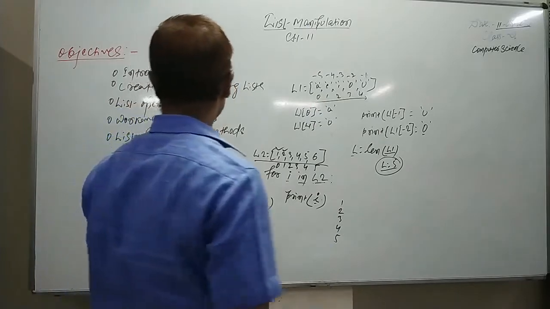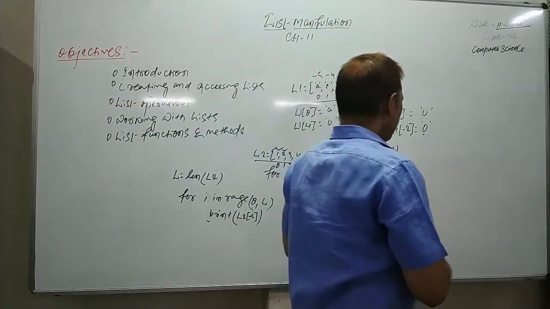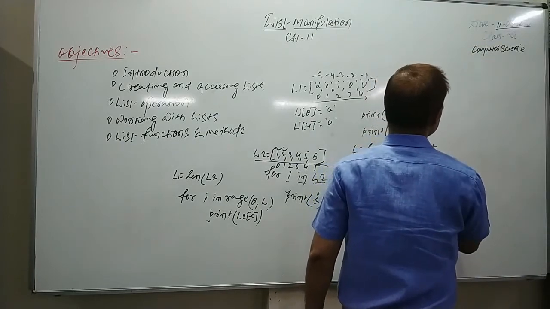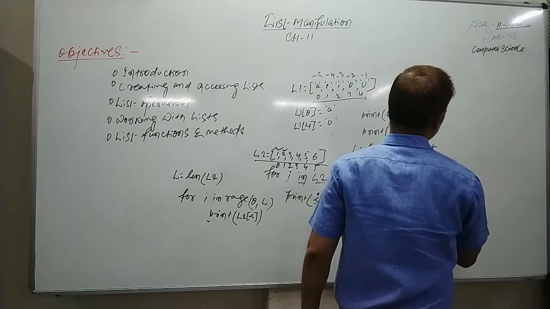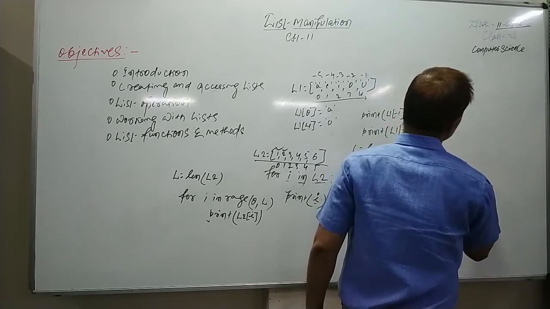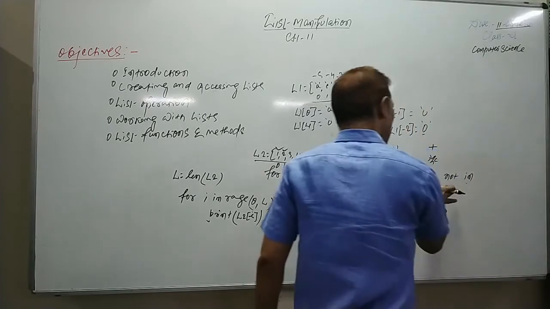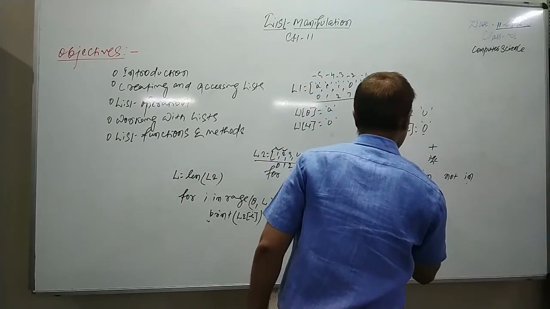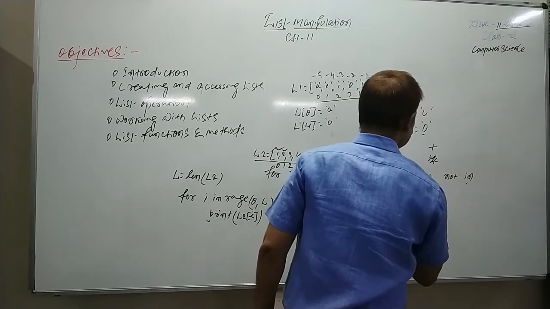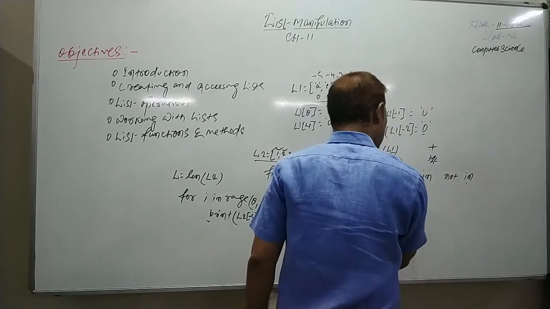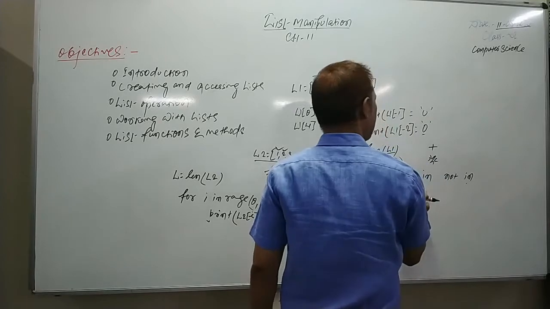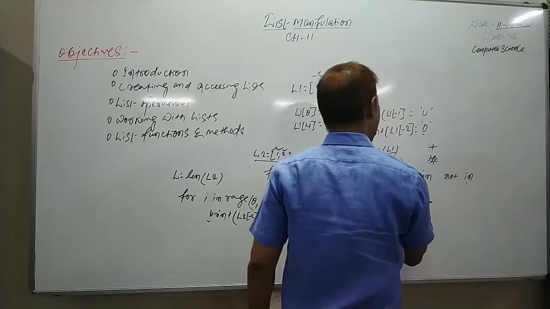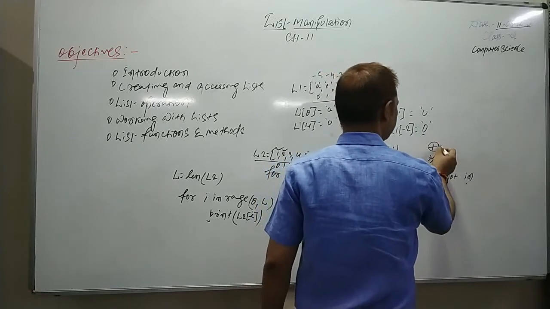Now list operations. The operators you have learned in the case of strings, like plus, star, in and not in, these operators are there for lists also. So if I say L1 plus L2, basically it will add all the elements of list 2 to list 1, and it will give you the combination of L1 plus L2. So simply you can add lists by using the plus operator. Is it clear?